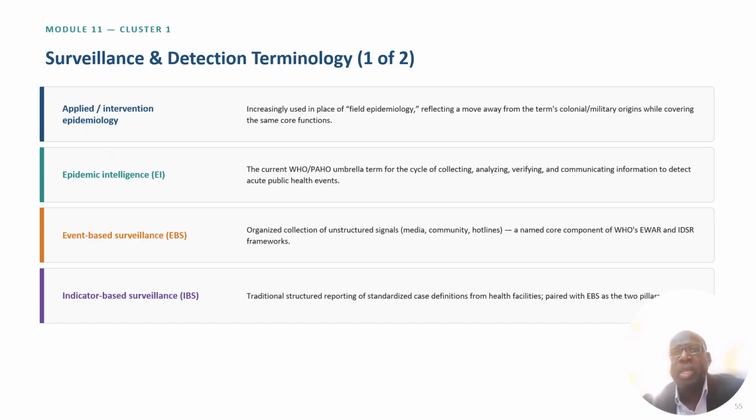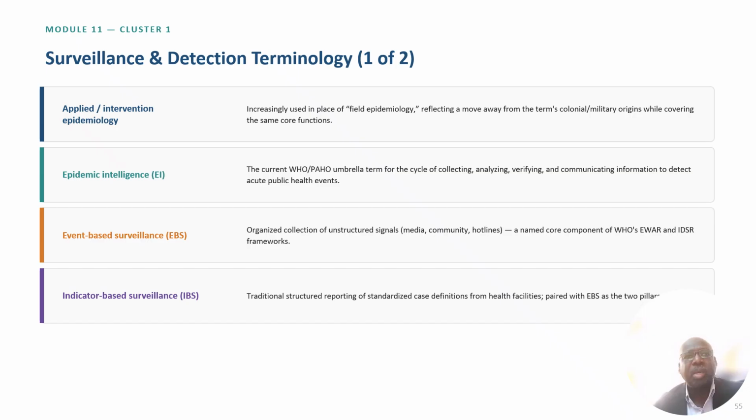Okay, this is reflecting a move away from the colonial or military origins of terms, or whatever. So it means a recent use of these terminologies. Epidemic intelligence is also one of the correspondences of surveillance or detection. If I say epidemic intelligence, what does that mean?